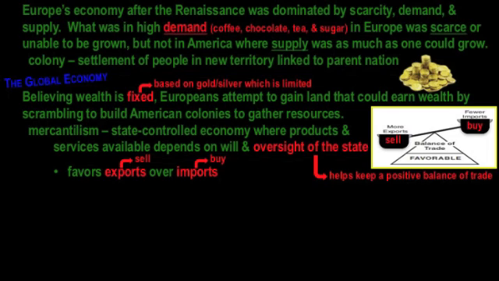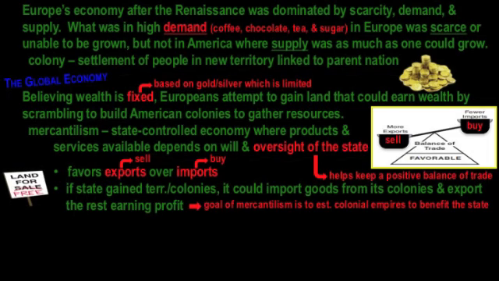So how this relates to colonization is that if a state gained territory, or in this case colonies, it could import goods from its colonies and export the rest, the excess, earning profit. For example, sugar. Now, sugar is not naturally grown in Europe, but if you had a colony in the Americas, you could grow your own sugar and bring it into your country and use it for your own purposes, whatever your state or your people needed.